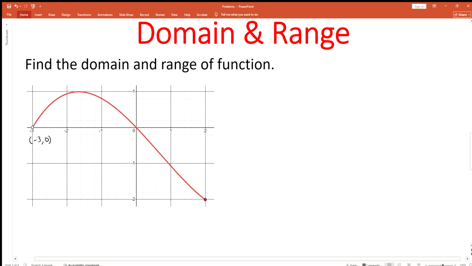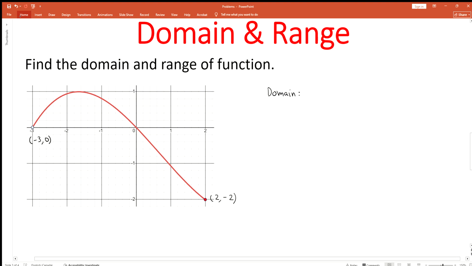The curve ends at point 2, -2 on the right side, and at that point we have a filled dot or a filled circle or a closed circle. That means this endpoint lies on the function. This is a very important concept we need to understand and memorize. Now we can write the domain and range for this function. Let's start with the domain.